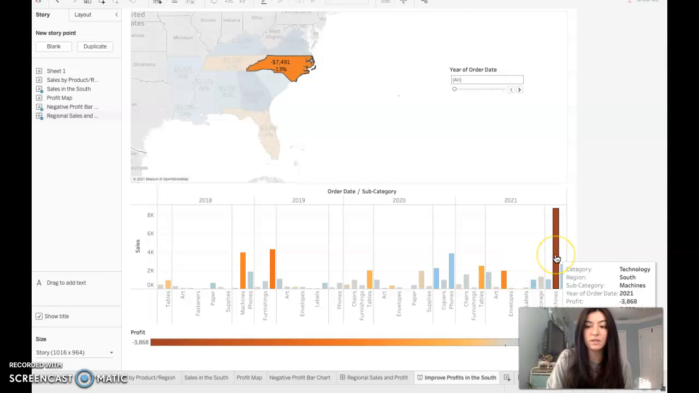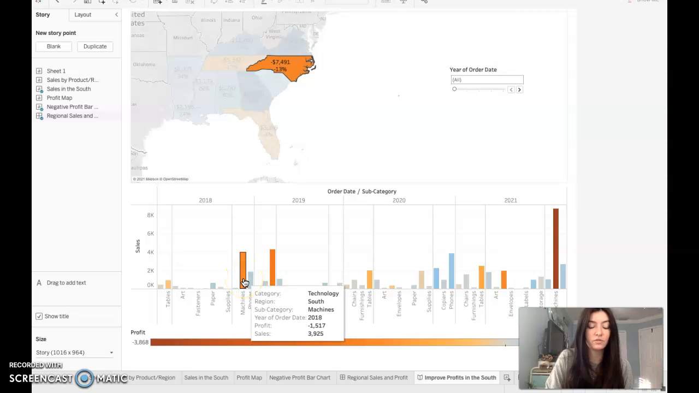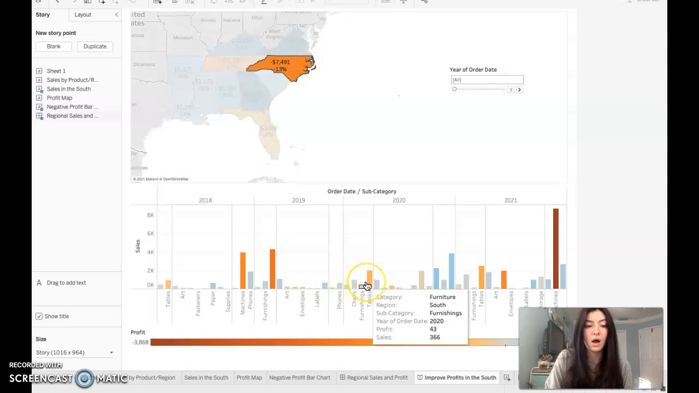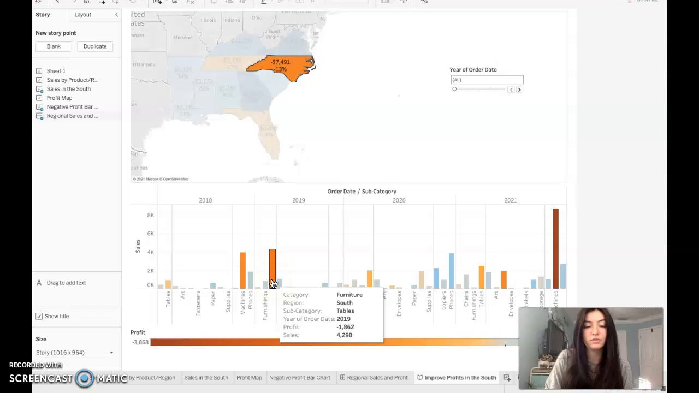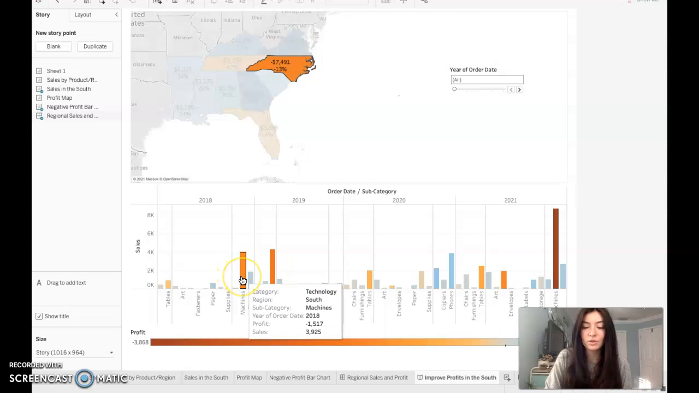The greatest of these losses was in technology and machines in 2021. And so it's just really easy to look over these and see all the information given. And so yeah, Tableau is a really easy site to just look at all these different information and analyze the data. So thank you so much for listening.